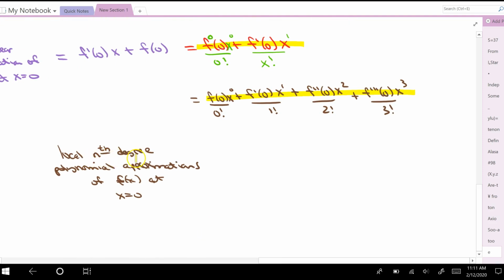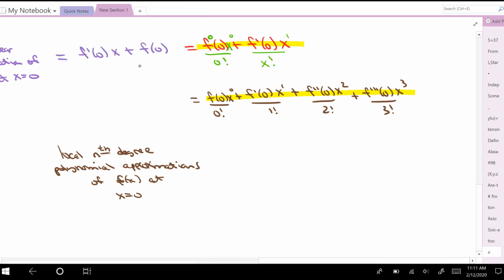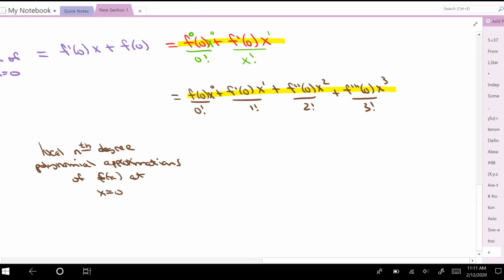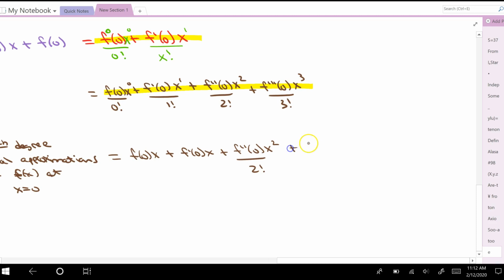So here's my task for you. I'd like to write out the local nth degree polynomial approximation of f of x at x equals 0. Let's do this part together. And maybe you're someone who is comfortable going here. Maybe you don't need the 0 factorial and the 1 factorial anymore. That crutch perhaps is something that you don't need. Maybe you do need it. Whatever you need to do, just go ahead and do that.